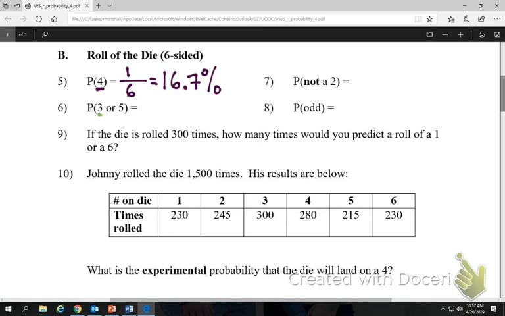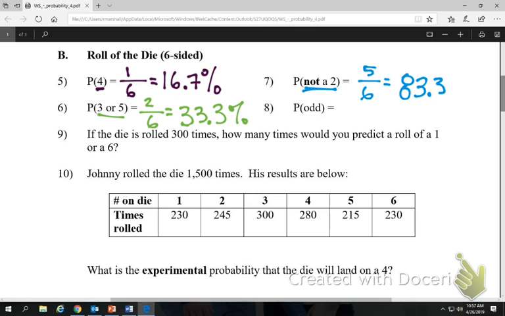All right, the probability of rolling a 3 or a 5. Out of 6 options, how many of them are 3 or 5? 2 of them, which is 1/3, which will make 33.3%. 7, the probability of rolling not a 2. Out of 6 options, how many of them are not 2? 5. 5 of them. So that would be, I don't remember, 83.3%.